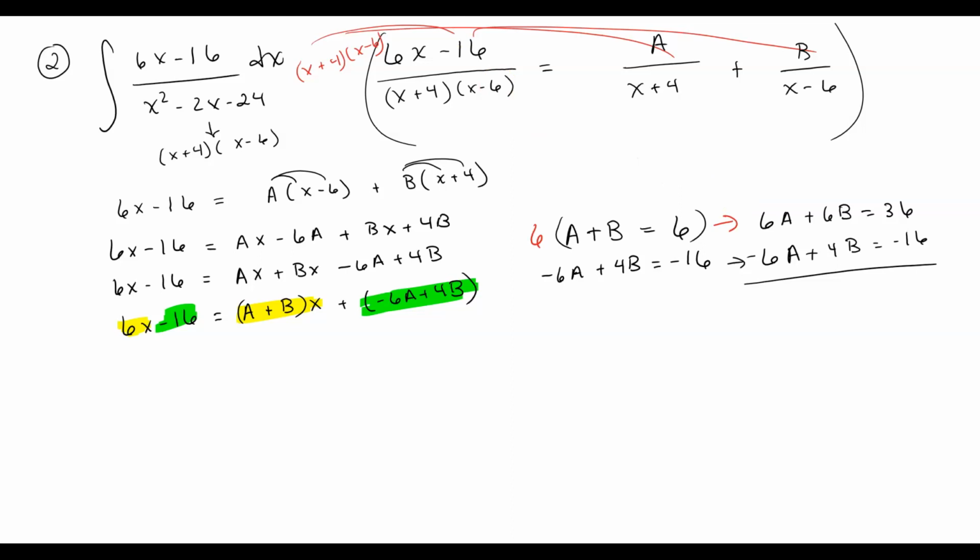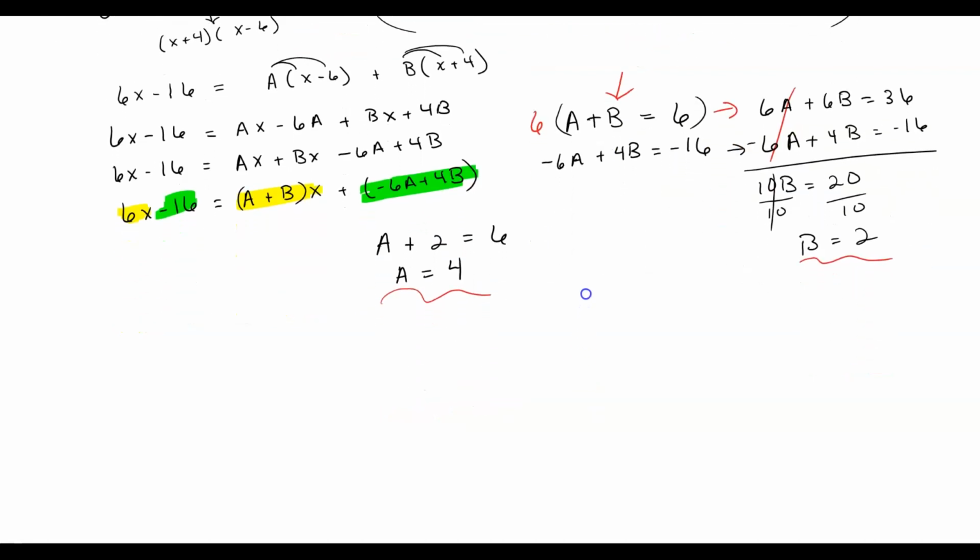What do I get? I eliminate my A terms, which is what I wanted. I get 10B equals a positive 20. Divide both sides by 10, and I get B equals 2. That's the first part of what I wanted to find. Now I need to find A, which is very easy. I back substitute my B right here, so A plus 2 equals 6. This is a no-brainer. A equals 4.